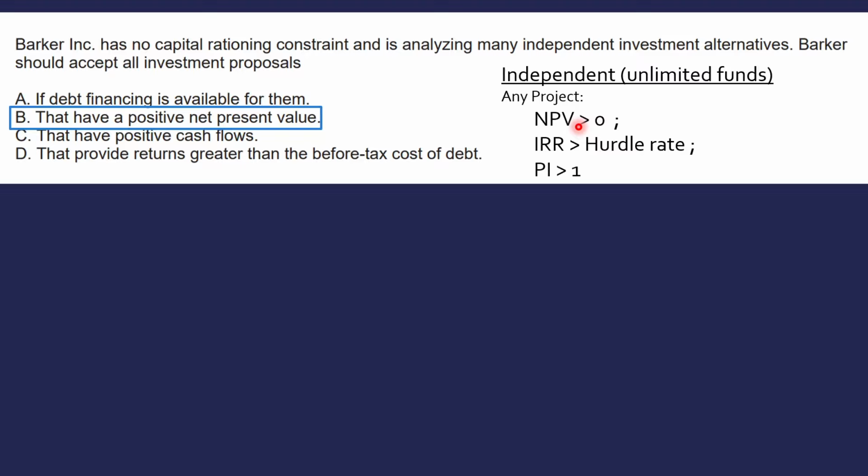The opposite of independent projects are mutually exclusive projects. These are projects wherein choosing one would mean reject the others. You can only choose one. Choosing one project would mean that you have to reject the others. Yun yung ibig sabihin ng mutually exclusive projects. So what do you do?